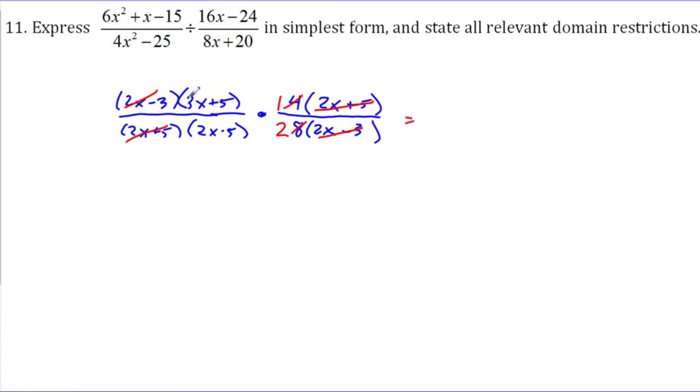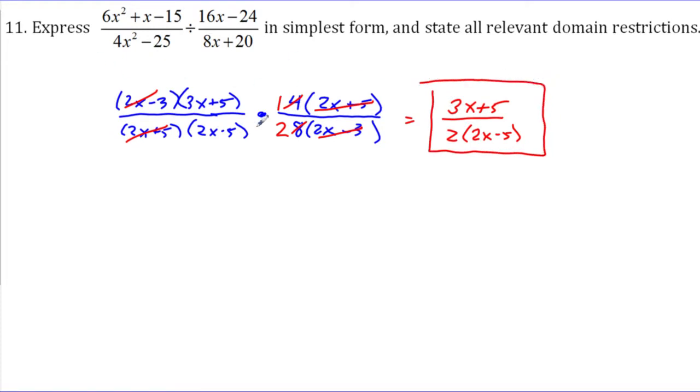So it looks like the only thing that's left over in the numerator is 1 times 3x plus 5, which is just 3x plus 5, and 2x minus 5 and a 2. Again, it's entirely okay to just leave it in its factored form, but if you want to call that 4x minus 10, you are more than welcome. It's just not necessary. So this is my answer. That is the simplest form of this division problem.